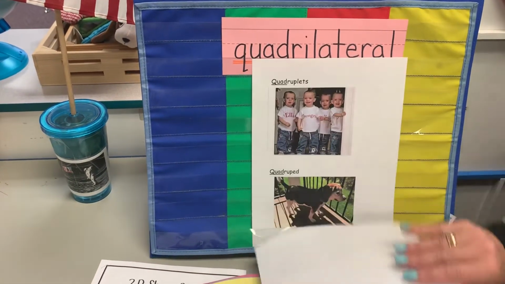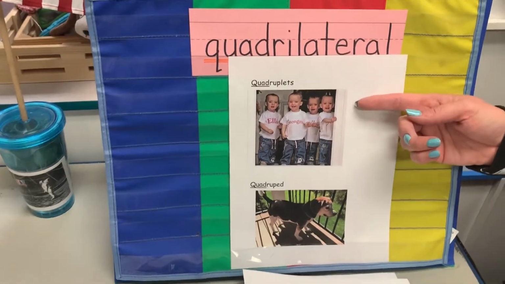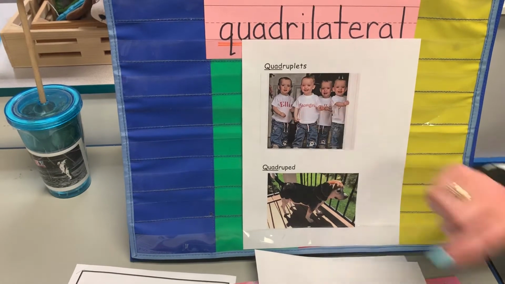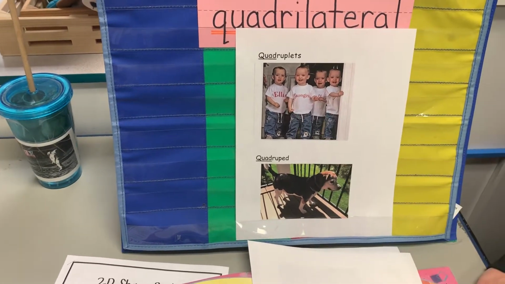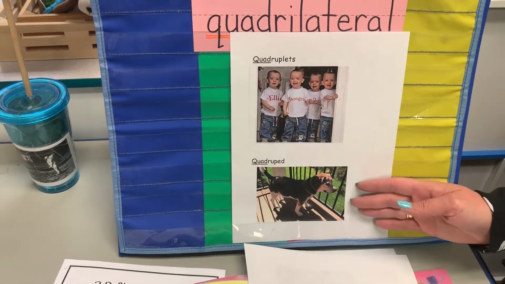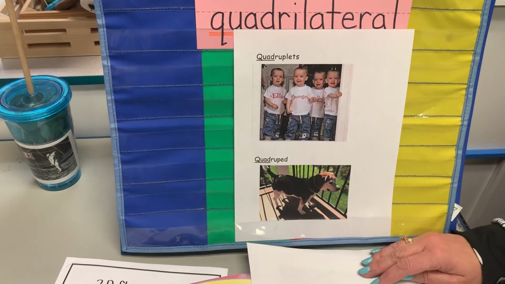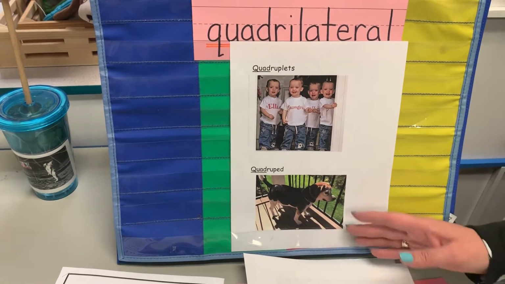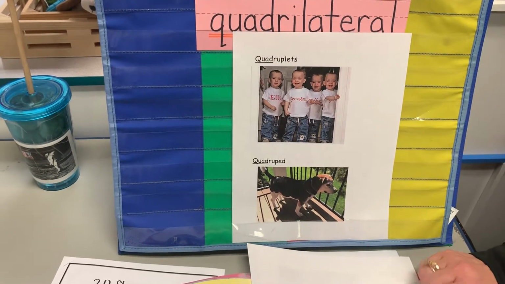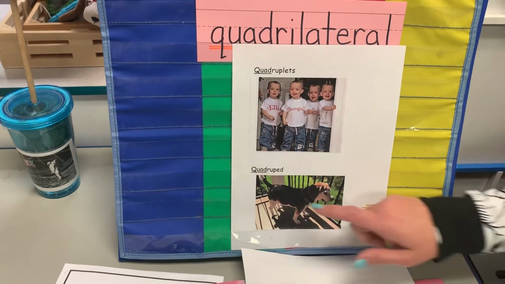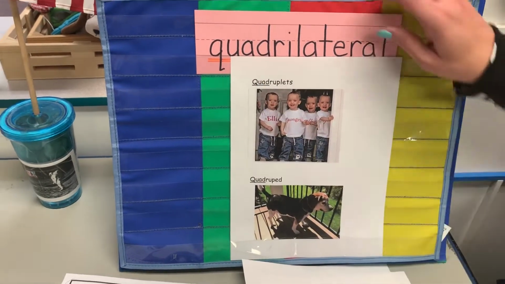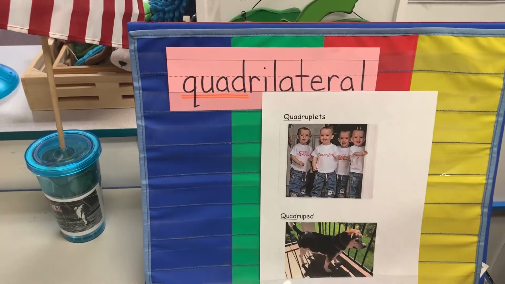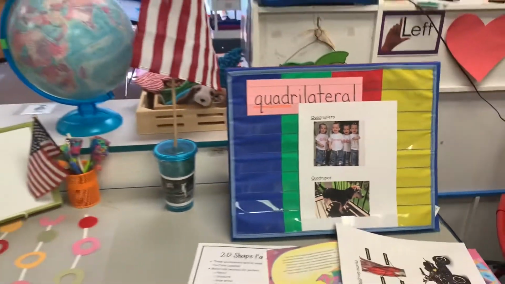And then you have quadruplets. We have in our class twins, which is 2, but a mom can have 4 babies in their belly, and they're called quadruplets. And then, of course, quadruped, sorry. It's an animal that walks on 4 legs. So of course I had to use a picture of my dog. If you can think of anything else that has the word quad in front, that means that there are 4.